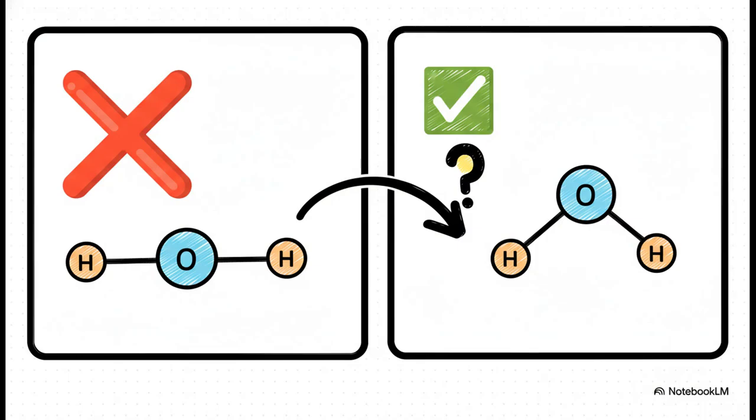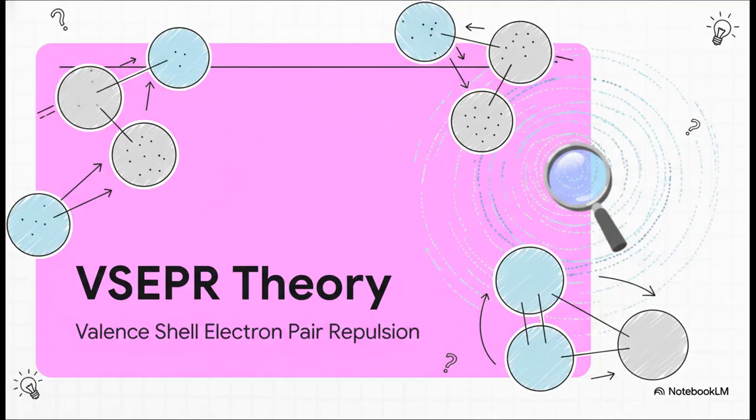So on the left, you've got what makes sense on paper. HOH, a straight line. Easy enough. But in the real world, it looks like the molecule on the right. It's actually bent. And understanding why we get from that wrong guess to the right shape, well, that's the key to everything. Now, this secret has a name.